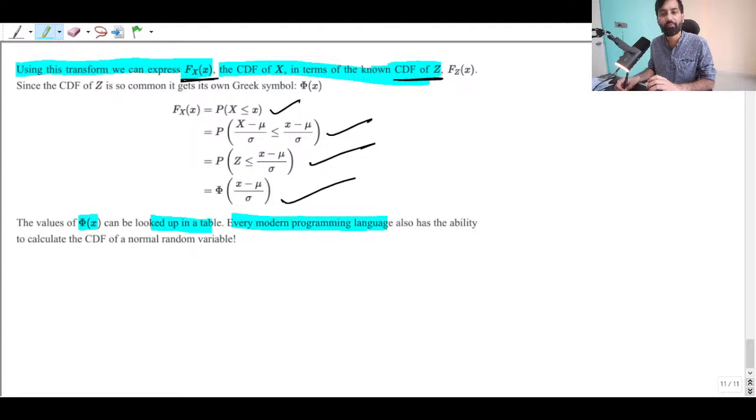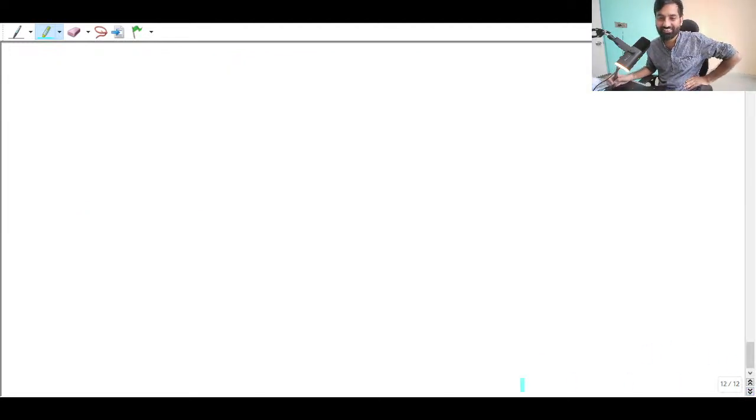Every modern programming language also has the ability to calculate the CDF of a normal random variable. If you're from computer science you can go for computer programming, but in the GATE examination there will not be any coding challenge; you have to compute everything manually. Fine, so this is the idea that I wanted to discuss. Let me take one question here. Problem number 1.